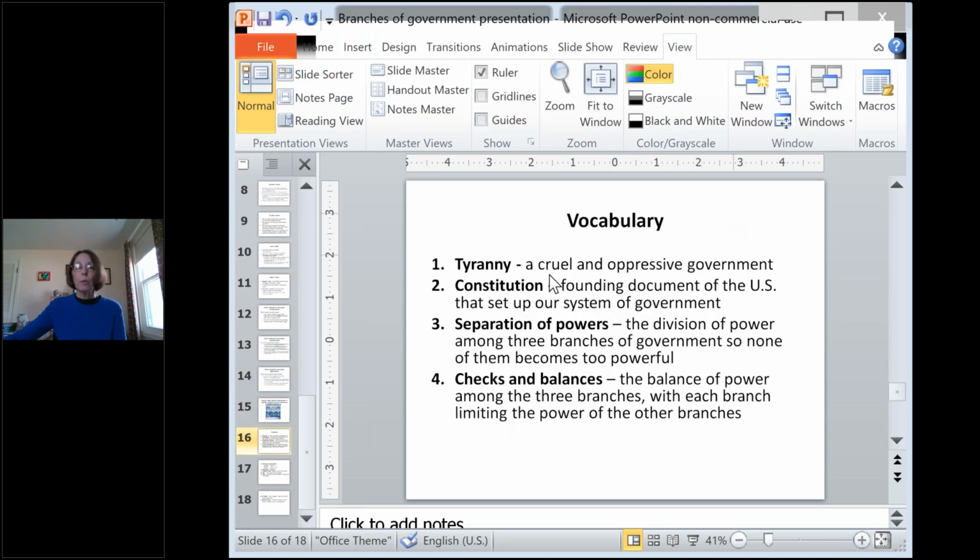Tyranny is a cruel and oppressive government. Another word is dictatorship. Constitution is the founding document of the U.S. that set up our system of government. Separation of powers is the division of power among the three branches, so none of them becomes too powerful. Checks and balances is the balance of power among the three branches, with each limiting the power of the other branches.